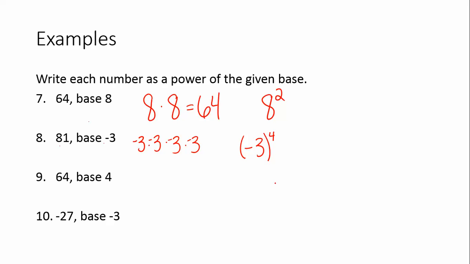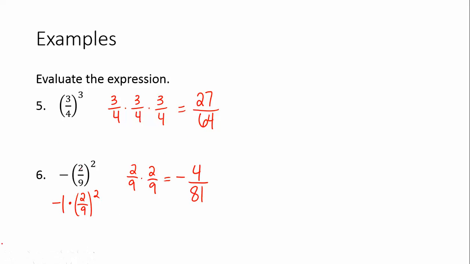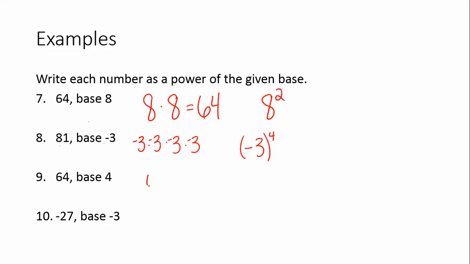Number 9, we want to get 64 with a base of 4. And we actually just did that on our last example. We saw down here on the bottom that if 4 was being raised to the 3rd power, 4 times 4 times 4 is 64. So we would say 4 cubed.